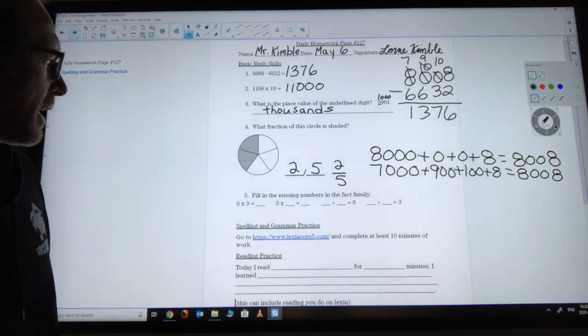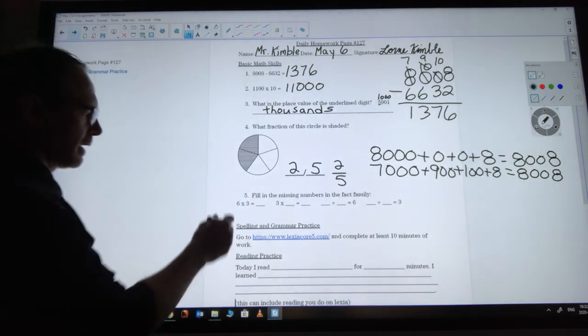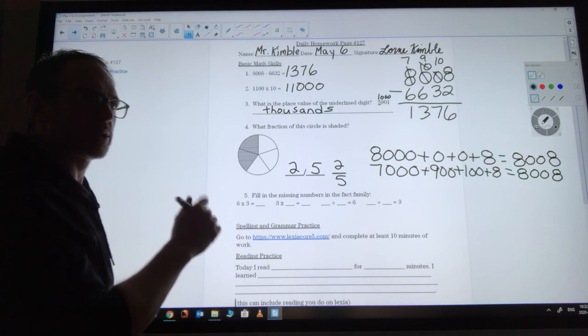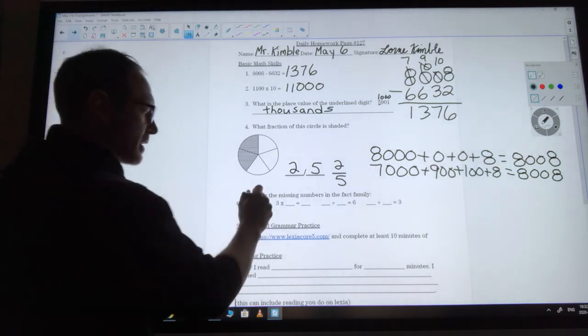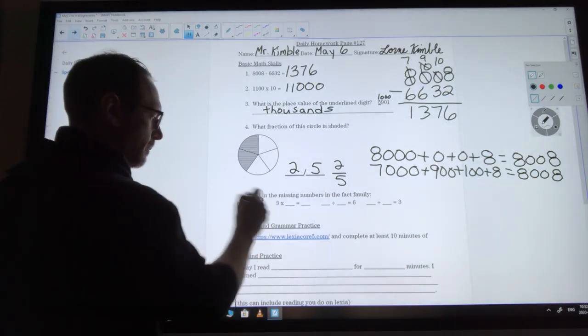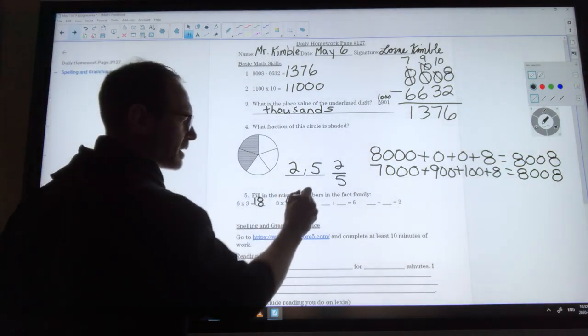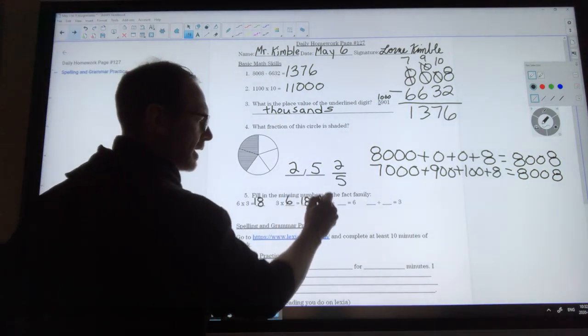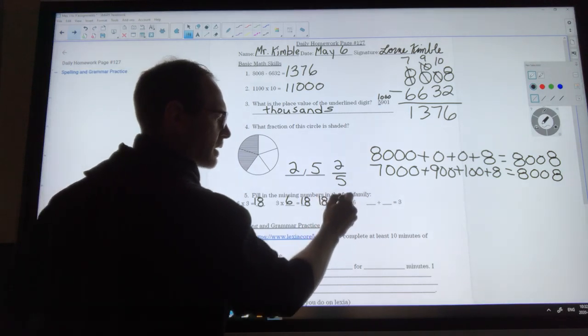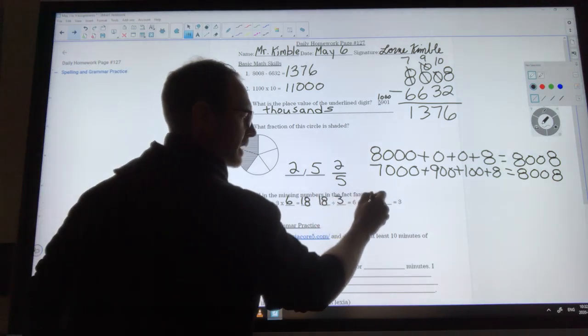Last question is a fact family question. 6 times 3, well, I know 6 and 6 is 12 and another 6 is 18. And if I know 6 times 3 is 18, that means I also know that 3 times 6 is 18, that 18 divided by 3 is 6, and that 18 divided by 6 is 3.